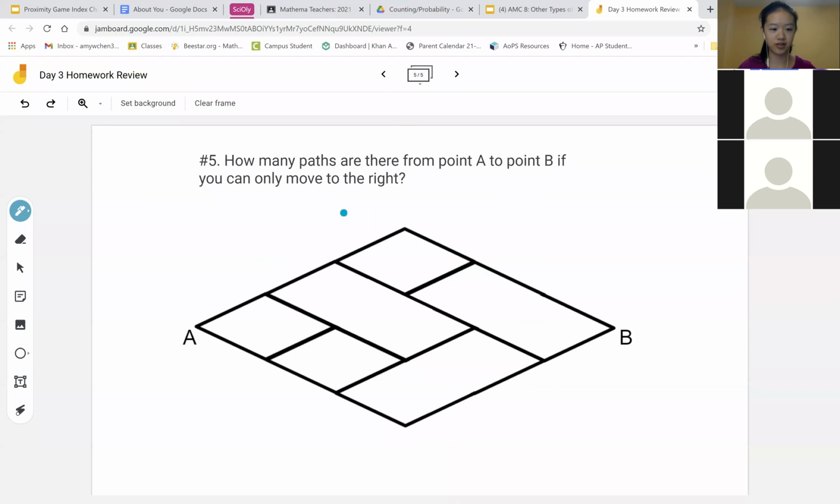Okay, this last question. I think last class we didn't get to go over this in much detail, but I would be happy to see if any of you guys try to use the strategy we introduced. So how many paths are there from point A to point B if you can only move to the right? Would anyone like to try to number their way across this diagram?